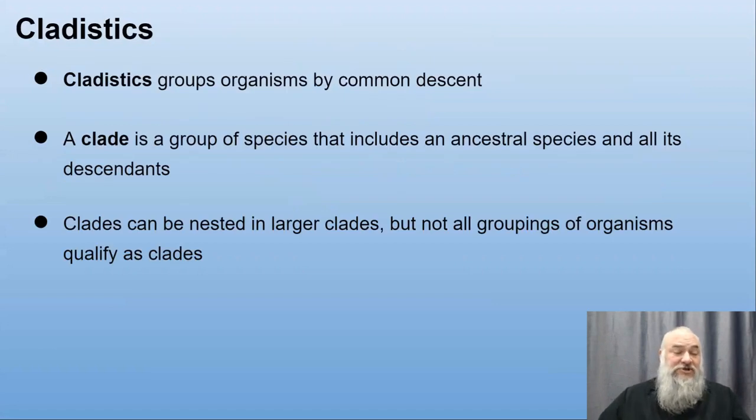First, I want to mention cladistics. Cladistics groups organisms by common descent. So you're a clade if you all share a common ancestor that you descended from, right? So all these birds would be a clade because they all descended from a common dinosaur-like thing that developed flight. So it's a group of species that includes all ancestral species and its descendants. And kind of like with taxons, they can be nested in larger clades, but not all groupings of organisms can qualify as clades. Sometimes we group them based on other things.